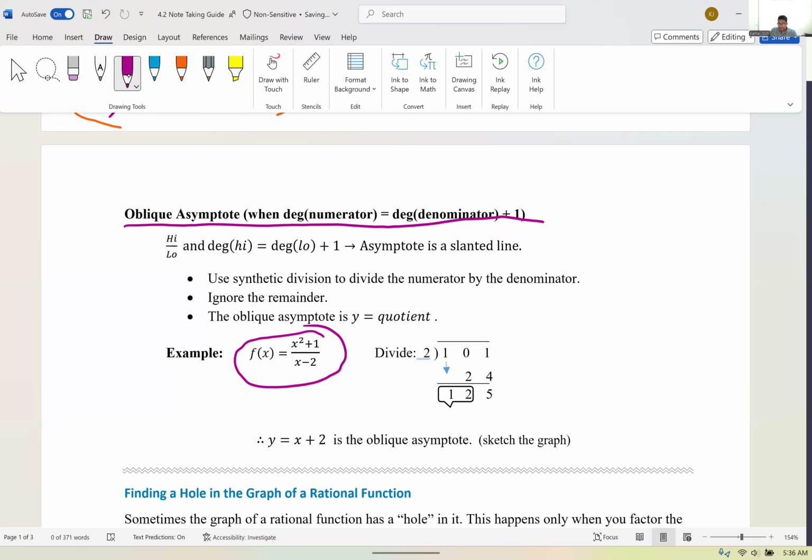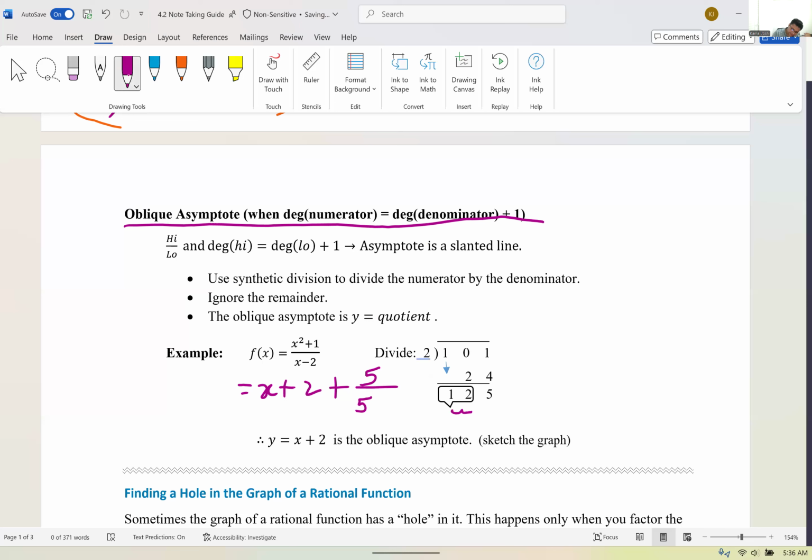You have (x² + 1) divided by (x − 2). So the degree of the numerator is 1 more than the degree of the denominator. That's the main condition. Okay. And you do the synthetic division, you get this 1, 2 as your quotient, right? So your function can now be written as, okay, this can be written as the quotient is 1, 2, so degree is 1, x + 2, and the remainder is 5, right?